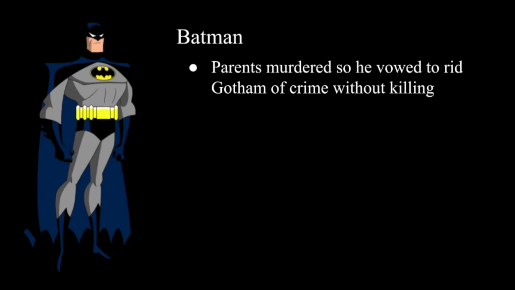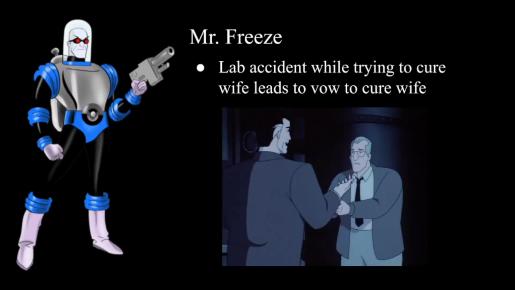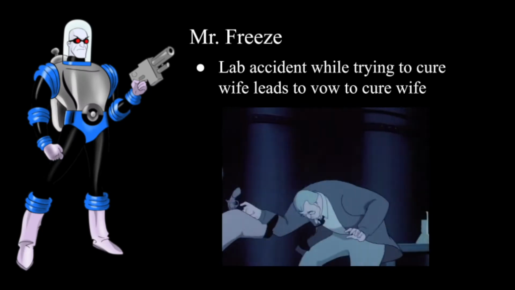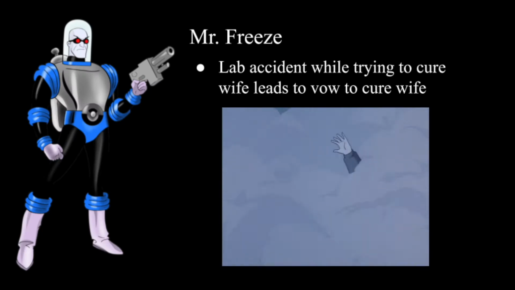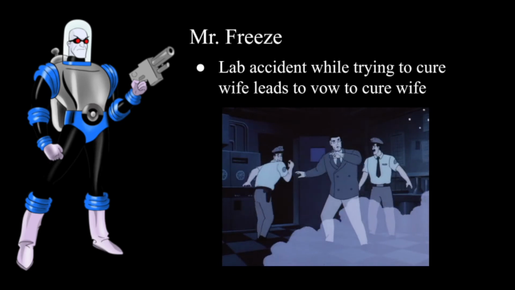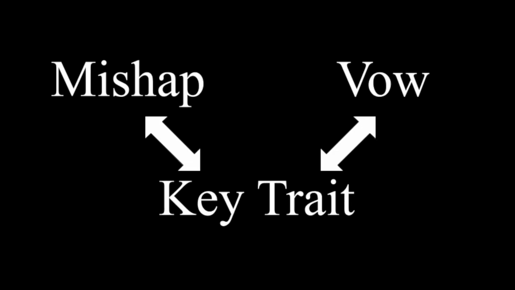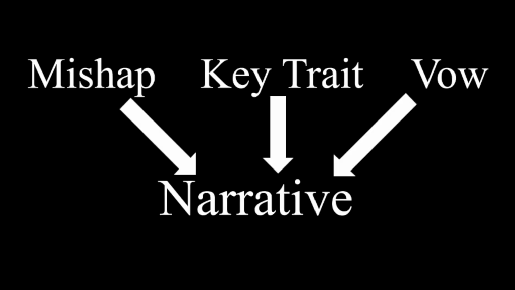Batman's parents were killed, so he vowed to clean up the city without killing. Mr. Freeze, while trying to cure his terminally ill wife, fell victim in a lab accident and has since needed his suit and has vowed to cure his wife. Batman's characters are often defined by their motives, and motives almost always derive from a mishap which leads to a vow. The mishap and vow are also usually tied to a key trait or philosophical outlook on life that the audience can sympathize with. Sympathy adds emotional complexity to the story. The best plots of Batman are the plots that use the key trait, mishap, and vow to shape the narrative.